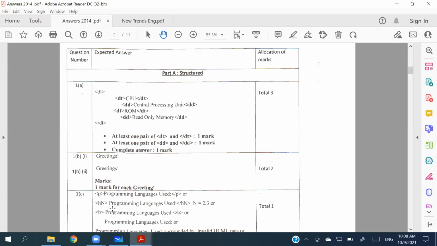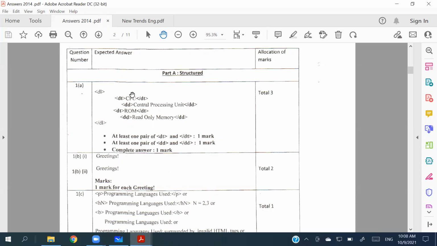And look at how the markings are given, right? So it says 3 marks, right? At least one pair of DT, 1 mark, at least one pair of DD, 1 mark. For complete answer, 1 mark. Then you are going to lose the last 1 mark, sometimes maybe 2 marks. Right? If you got this correct, you got 3 marks, right?